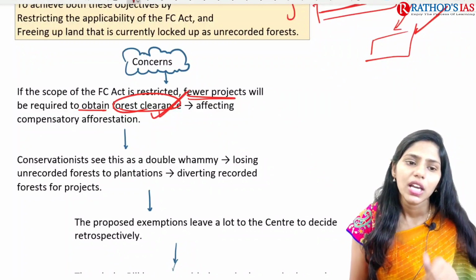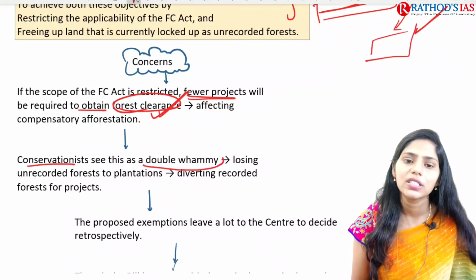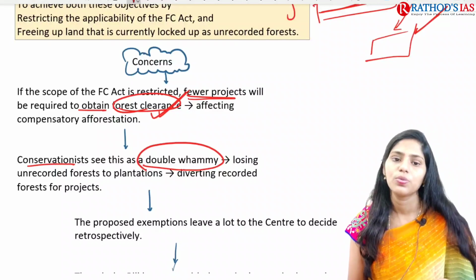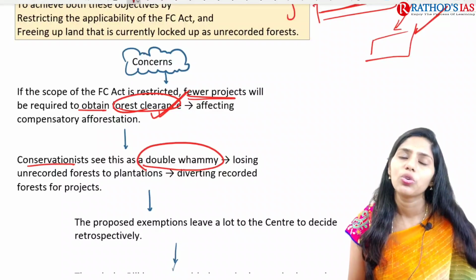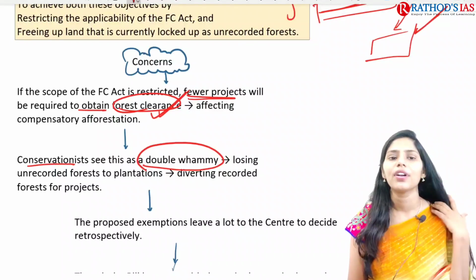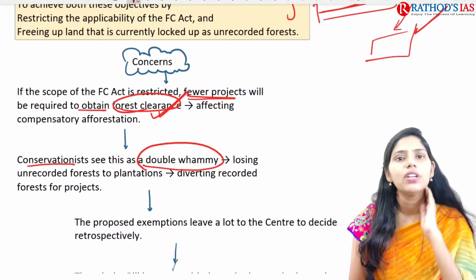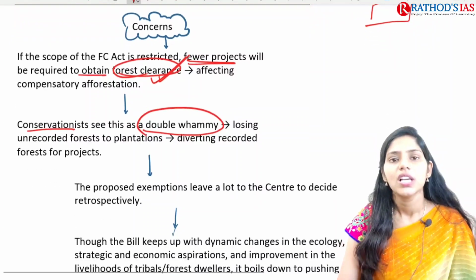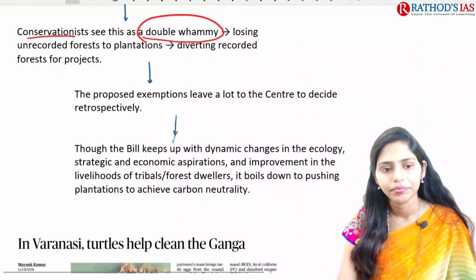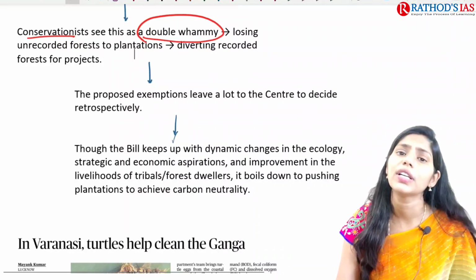And next one is, conservationists see that this is a double whammy. That means losing unrecorded forest to plantations. That means we are diverting the forest for the projects. So this is the second important concern. And the third one here is, the proposed exemptions leave a lot for the Centre to decide retrospectively. So this is also an important concern.